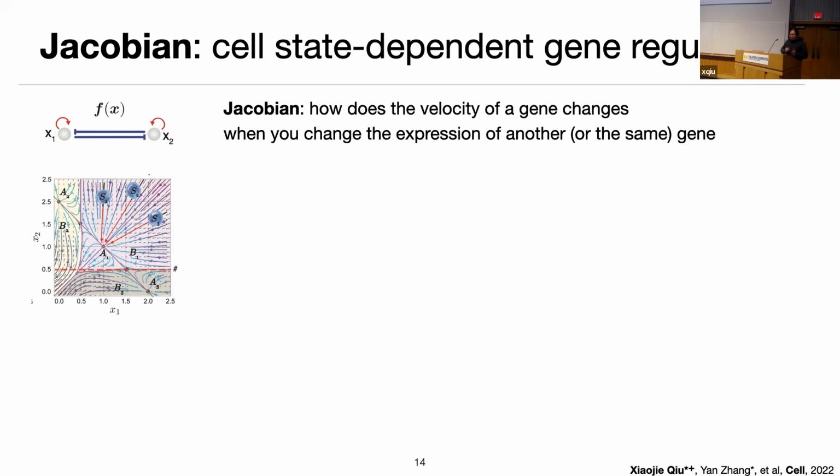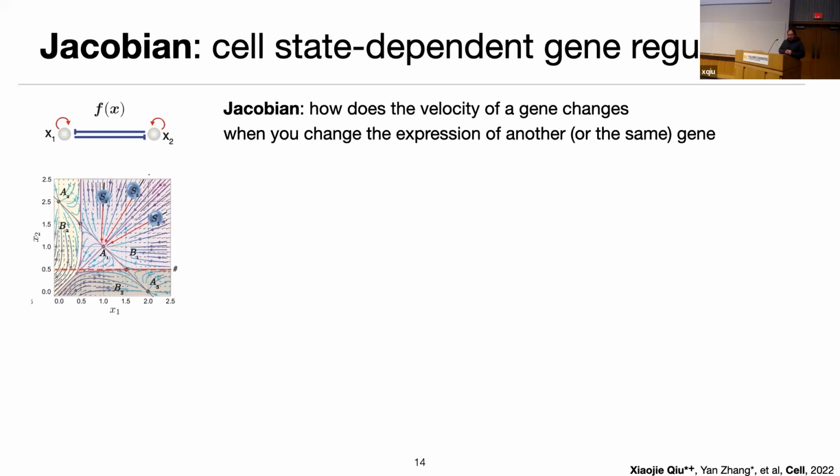Here I use this toggle switch model between X1 and X2. These two genes mutually inhibit each other and self-activate. Because this is a synthetic system, we can map out the entire vector field for X1 and X2. On this vector field, we have three fixed points, A1, A2, and A3. A1 has a balanced gene expression between X1 and X2, corresponding to a progenitor cell, while A2 and A3 have respectively high expression for X1 and high expression for X2. For each of the fixed points, there is a basin corresponding to it, B1, B2, B3. All the velocity flow will converge into these terminal fixed points. The boundary between the basins is the separatrix.